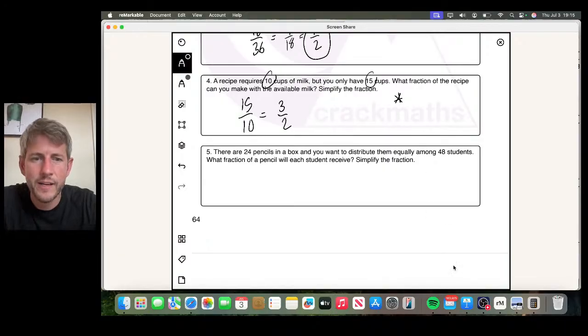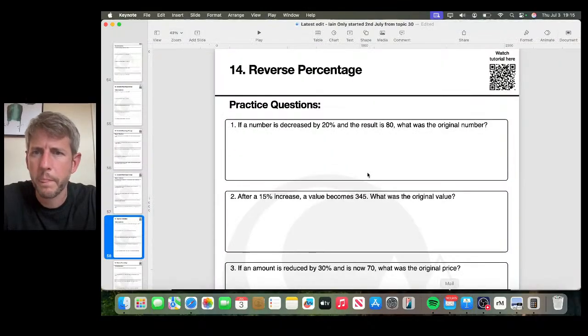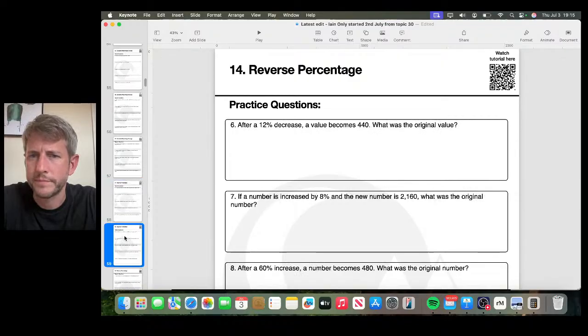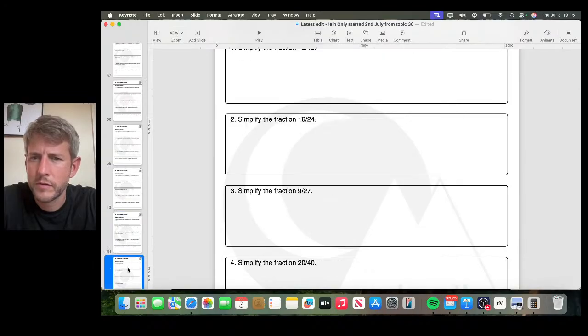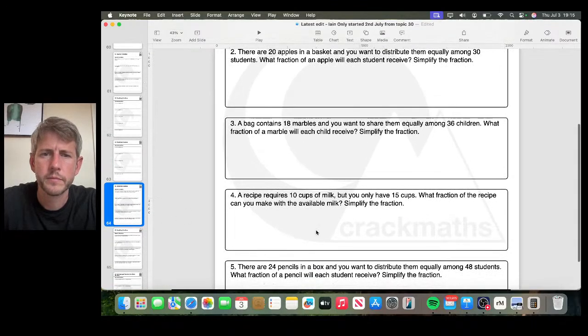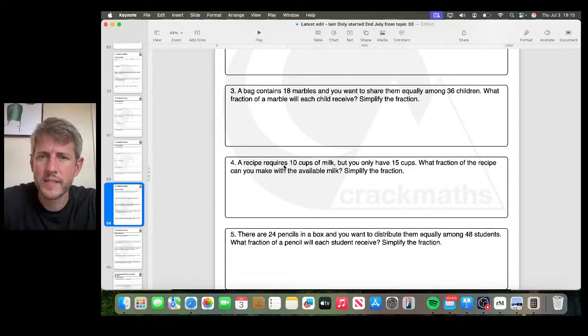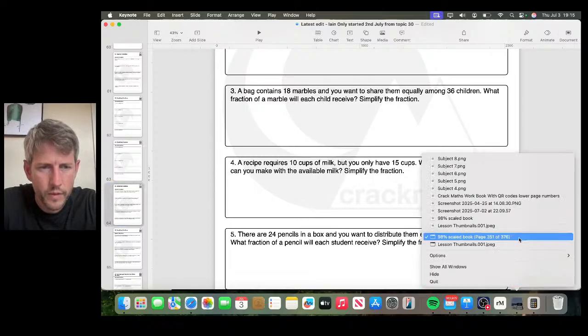In fact, let's have a look at that now in the answers. We'll do it with the, I feel like I might have edited this before. A recipe requires 10 cups of milk, but you only have 15 cups. What fraction of the recipe? Okay, so that's what the question says. Let's see what the answer says.